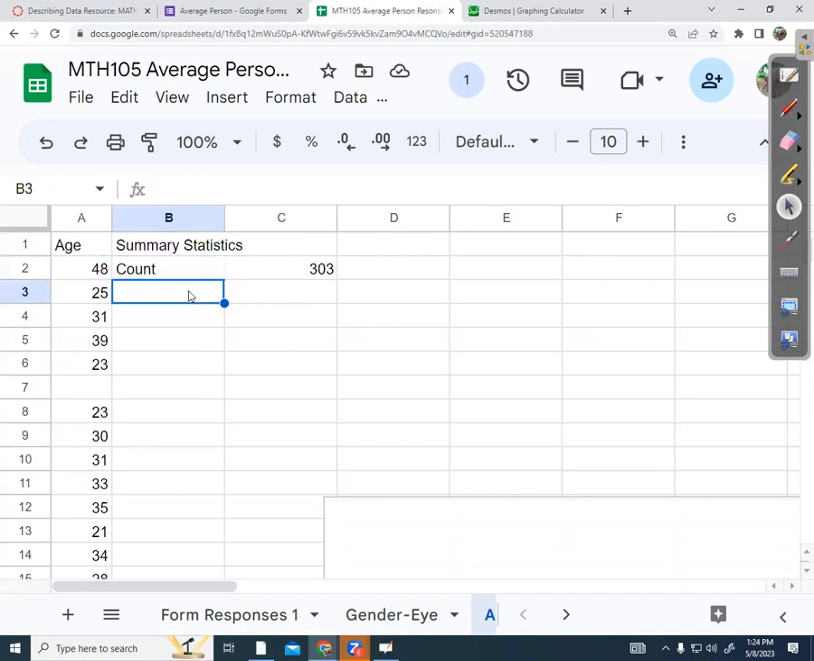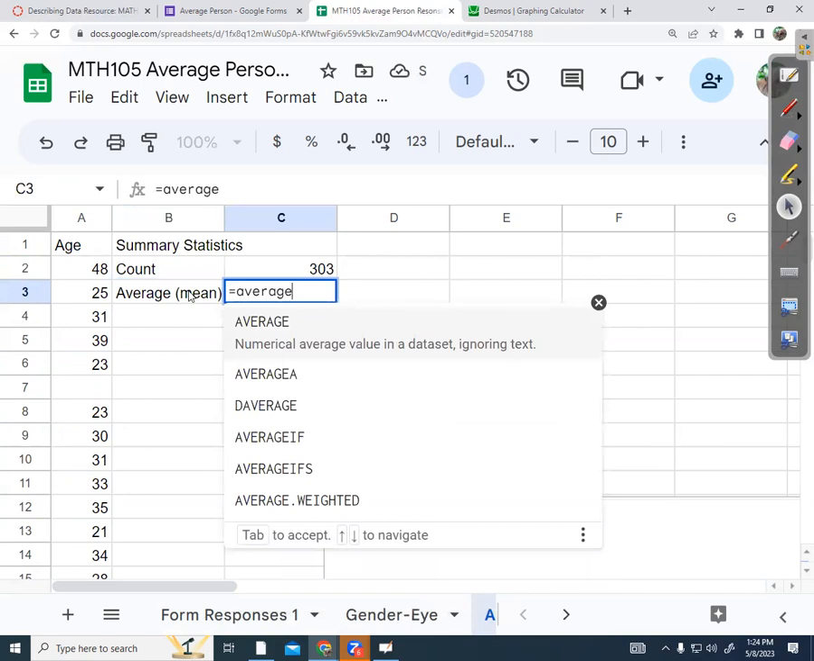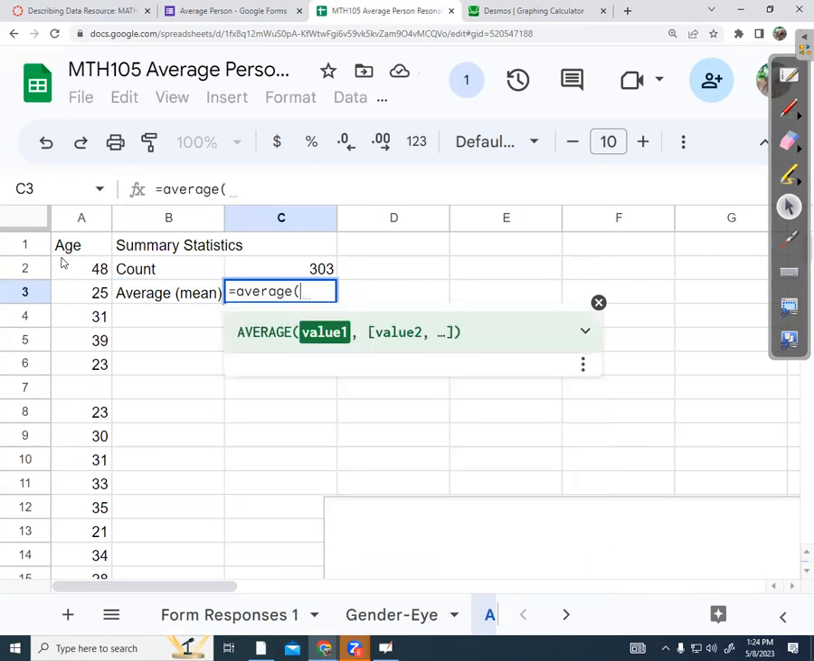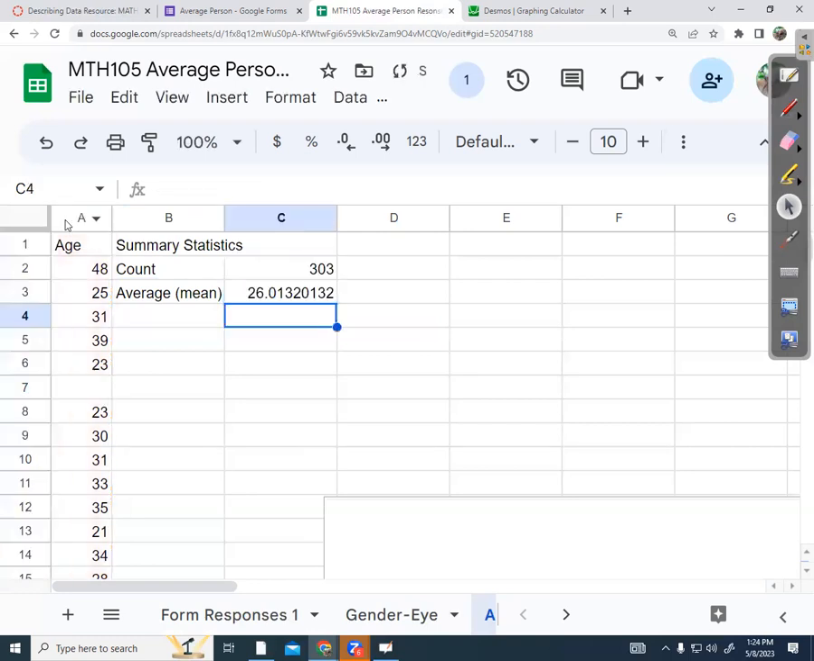All right, other important one, average, also known as the mean. And it is simply just average. And now it's safe to highlight that column. So I have an average age of 26-ish. How many decimal places should I show?